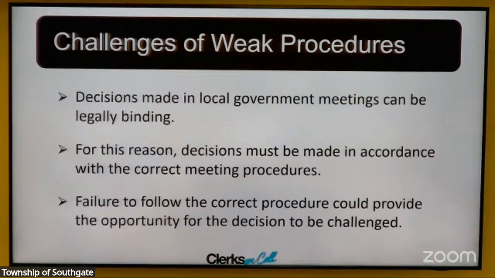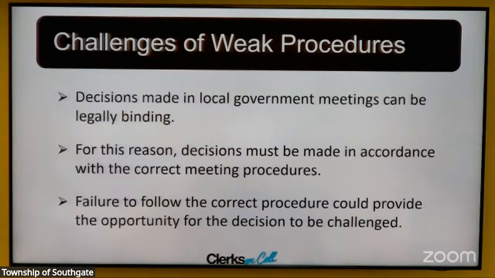When your procedure bylaw is not clear or up to date, then your municipality could actually face some legal challenges. And for this reason, it's critical that council decisions be made in accordance with the correct meeting procedures. If the correct procedures are not followed, it could provide the opportunity for the decision of council to be challenged.